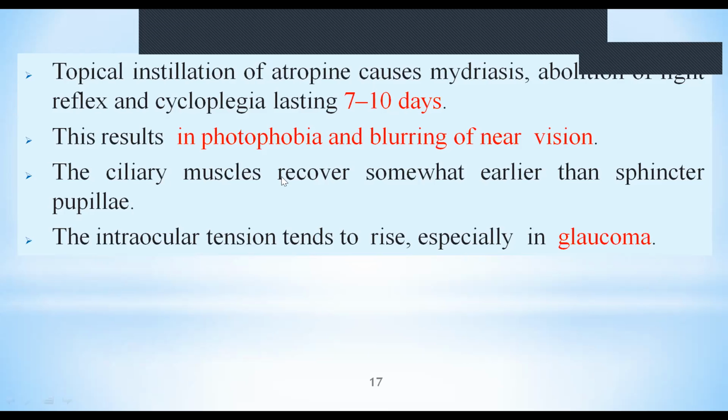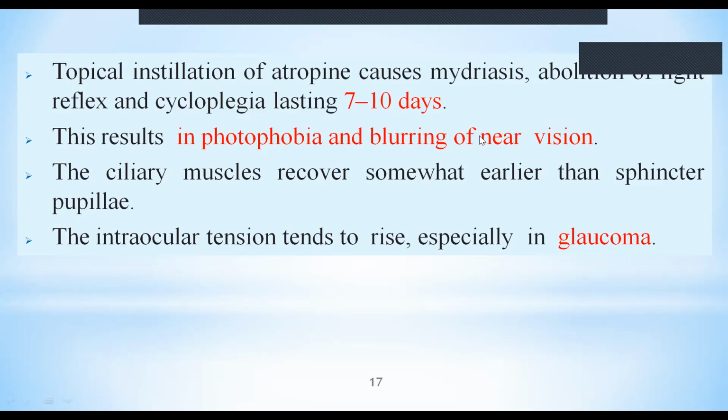And this results in photophobia and blurring of near vision, because the pupillary dilatation causes blurring of the near vision, and the ciliary muscles recover somewhat earlier than the sphincter pupillae. The intraocular tension tends to rise, especially in case of glaucoma. Glaucoma is always going to have an adverse effect, especially if you use atropine sulfate.